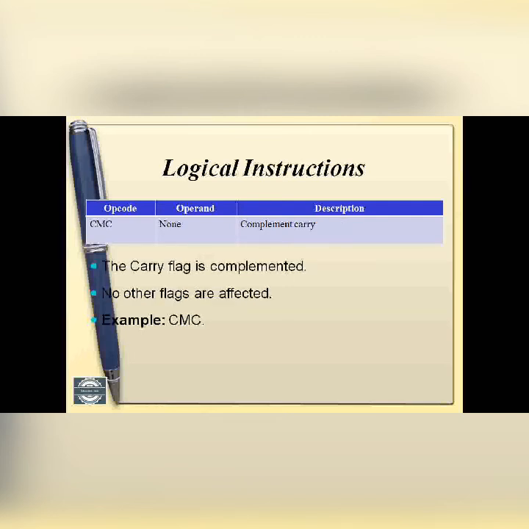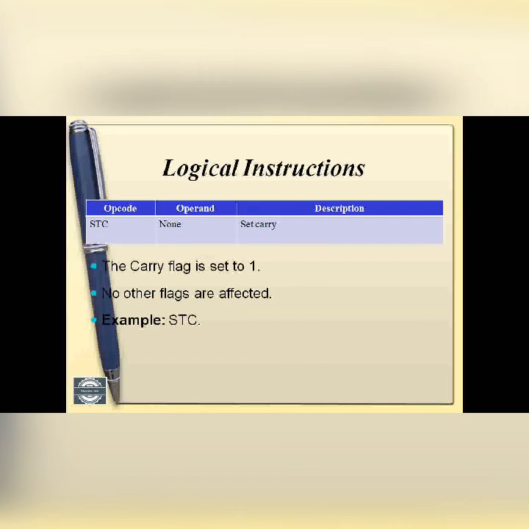What is the next? CMC, the complement carry, that is the carry flag is complemented. Carry flag complemented means no other flag will be affected. Whatever the carry flag is there, that will just be complemented. Now STC, set carry. STC is set carry. After this much, we have read the logical instructions. Right now, we will try to learn all the branching instructions.